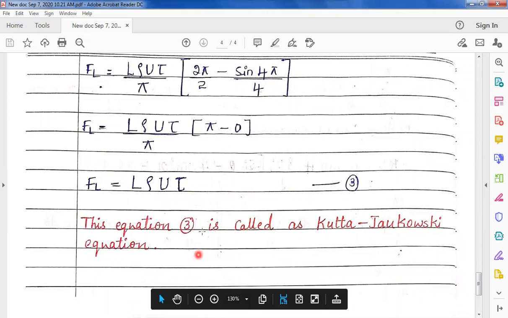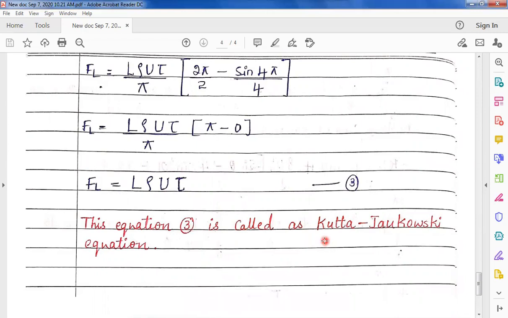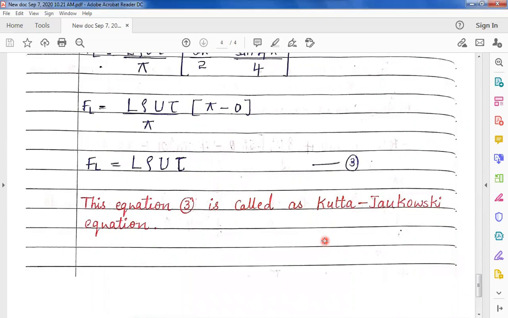Okay, so this equation is called the Kutta-Joukowski equation. Okay, so this is how the derivation goes, and this is very important.